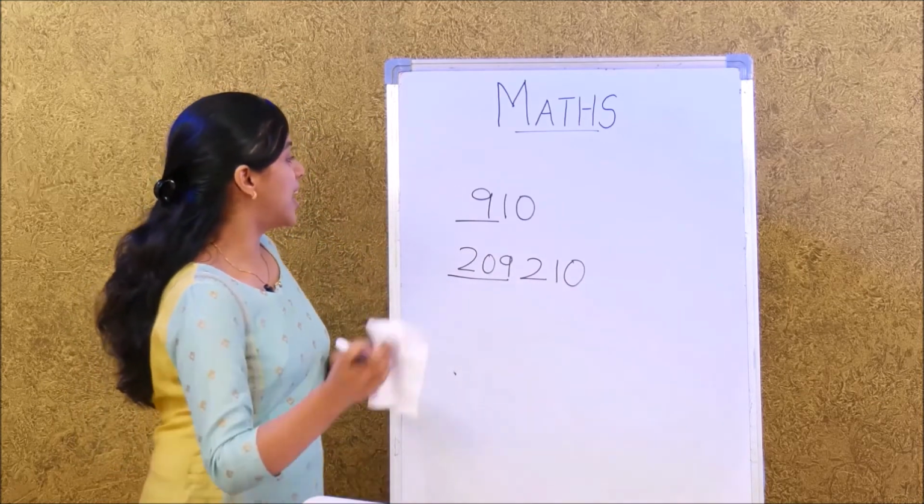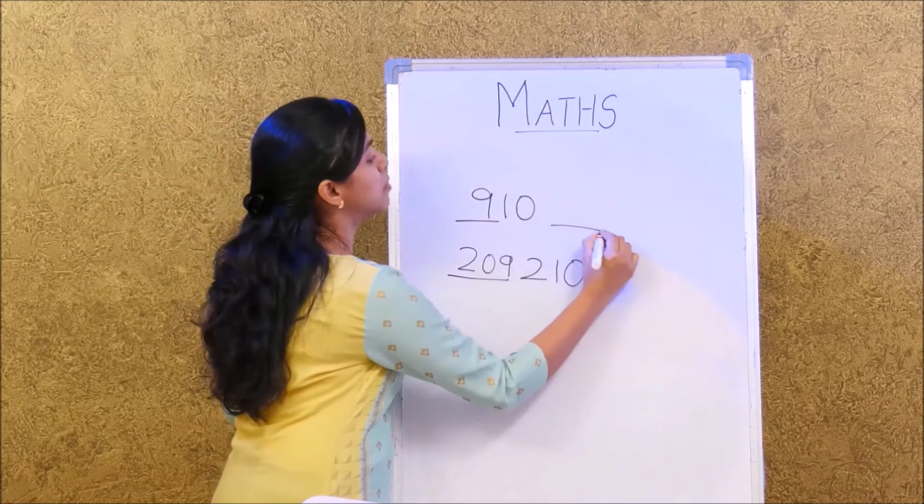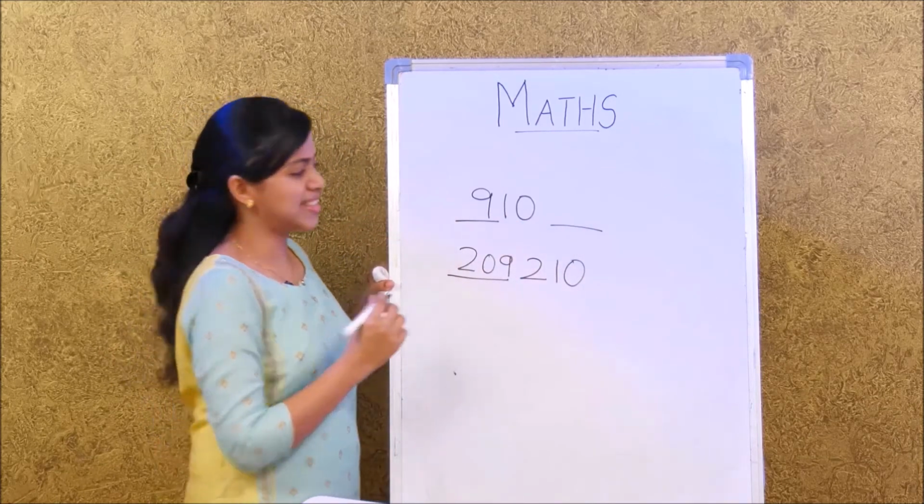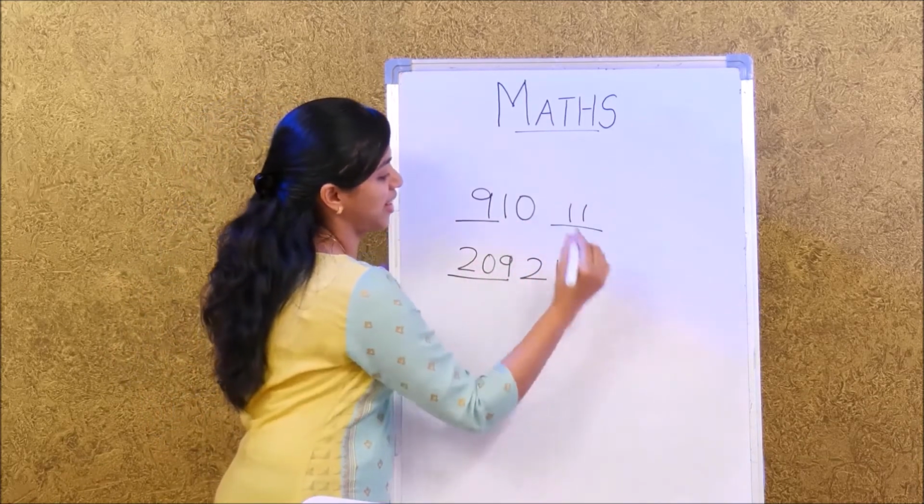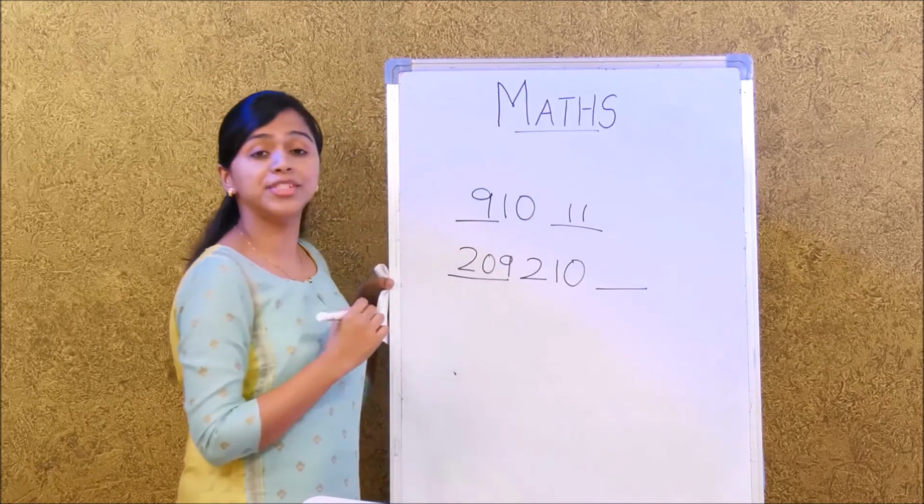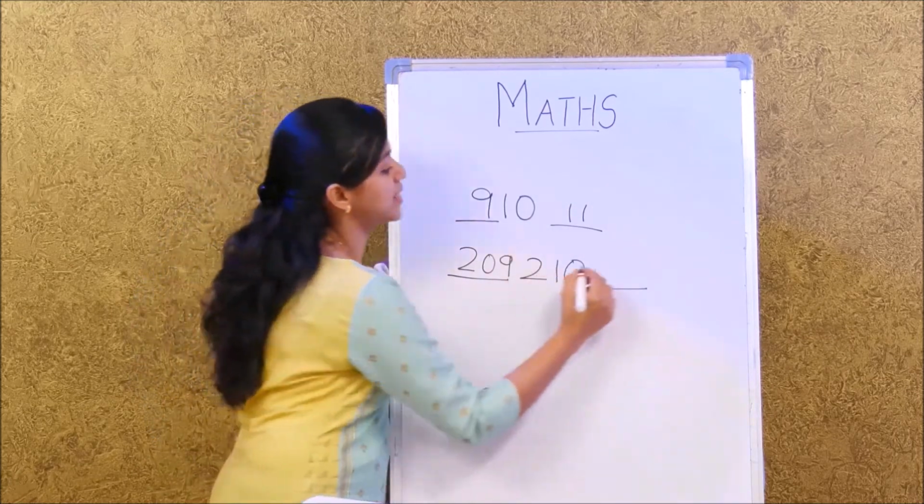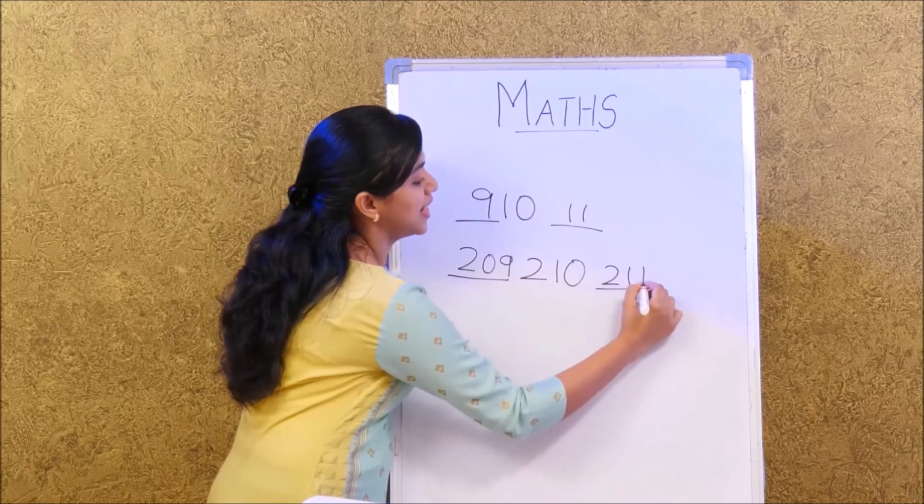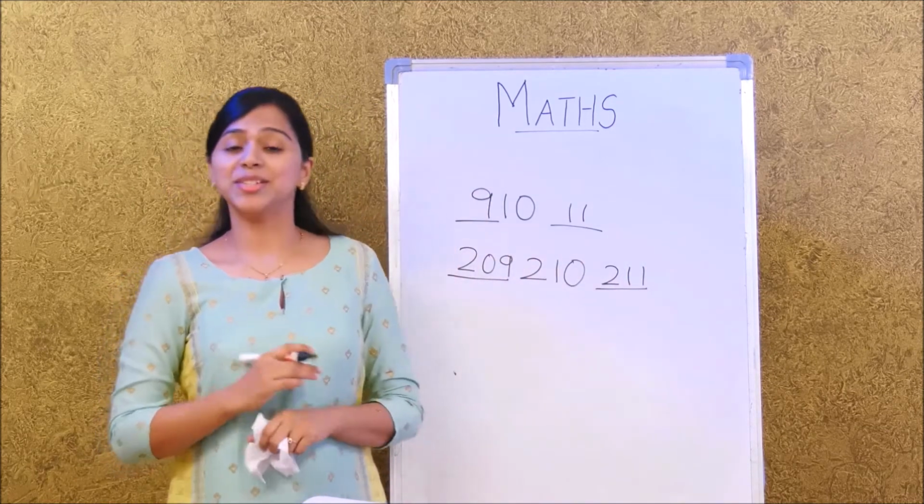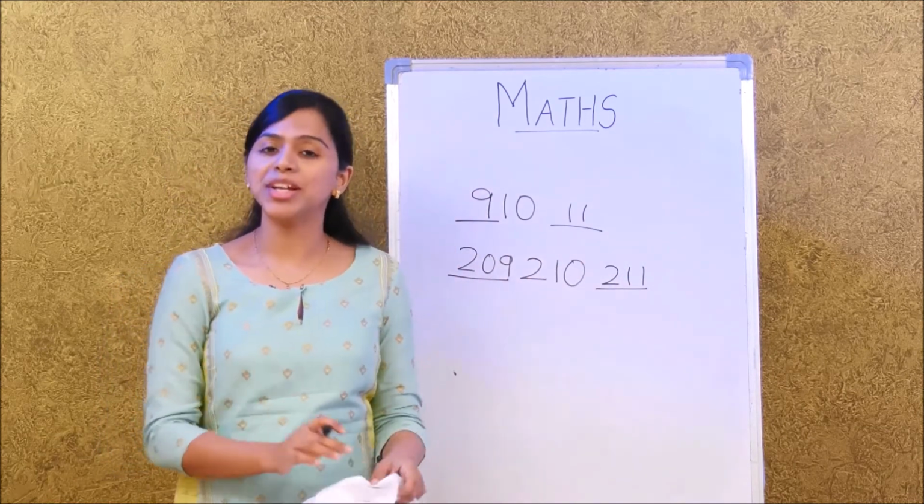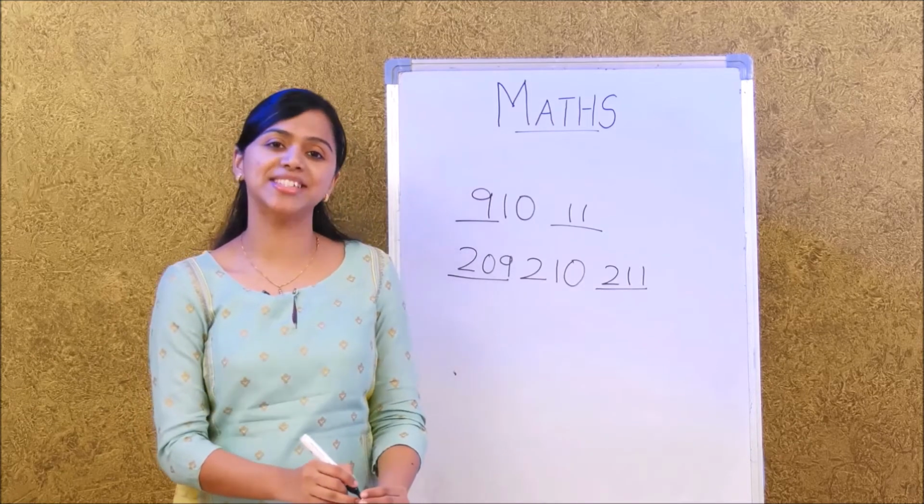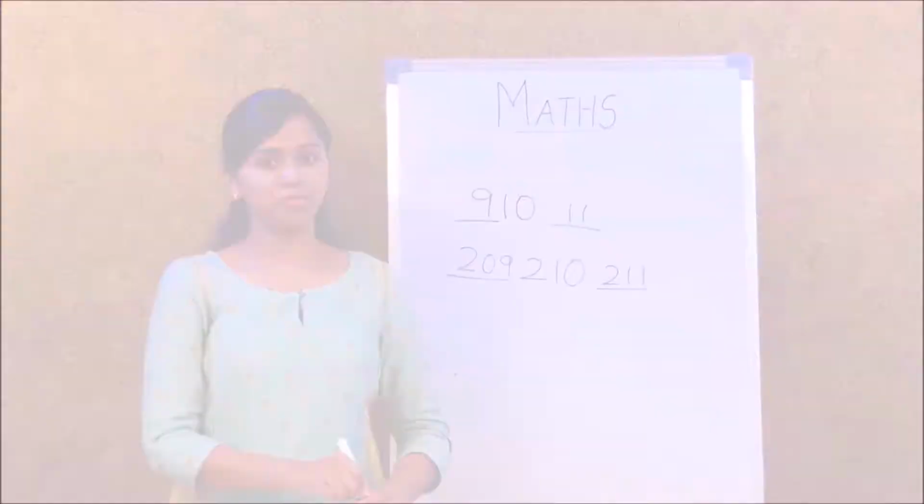Now, let's try the numbers which come after a particular number. Okay? Let's see the same thing. What comes after 10? It is 11. Very good. What comes after 210? It is 211. Very good. So now that you know this, you can go ahead and do the activities that are given. Let's try some of them.